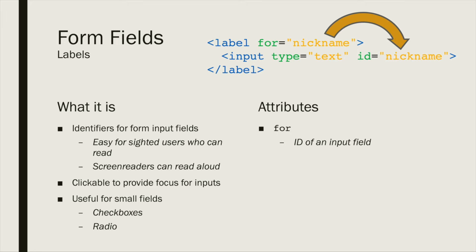If you have a label that has a for attribute but no ID for an input, then your validator is going to say, hey, this label doesn't have anything to associate itself with. So you need to make sure that the for attribute matches an ID in some kind of input.